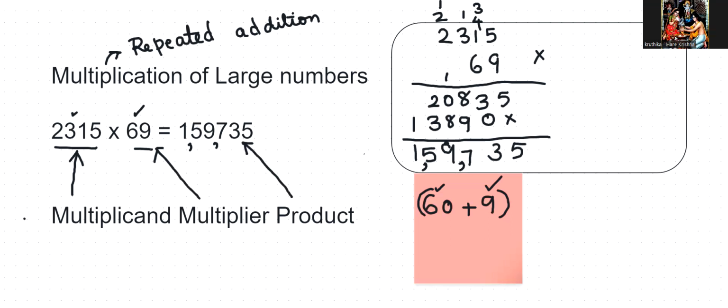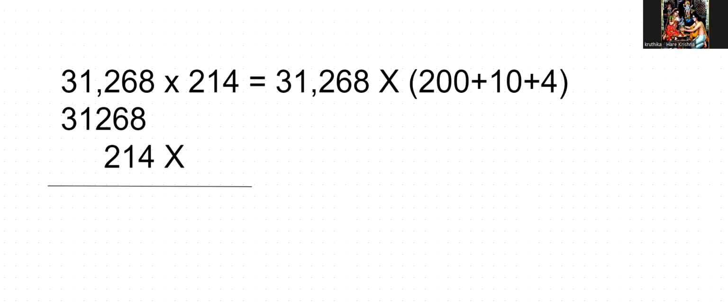So now we'll move on to the second sum, where we're going to see a little larger number, which is 31,268 multiplied by 214. So 214 can be written as 200 plus 10 plus 4. Okay. So what you should do in this is, first initially you multiply by 4. See, 31,268 is multiplied by 4.